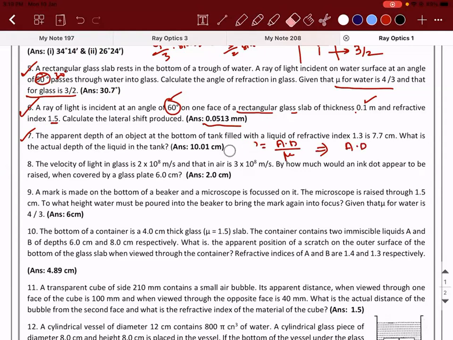Apparent depth is equal to real depth divided by mu, which implies real depth will be equal to apparent depth into mu. So what is the value of apparent depth? 7.7 into mu, which is 1.3. So it should be 10 point something. So this is the answer.